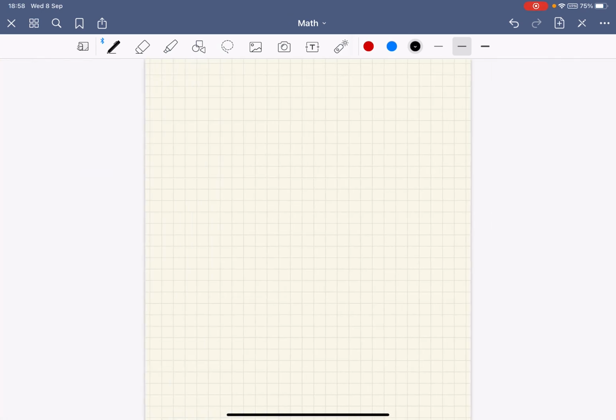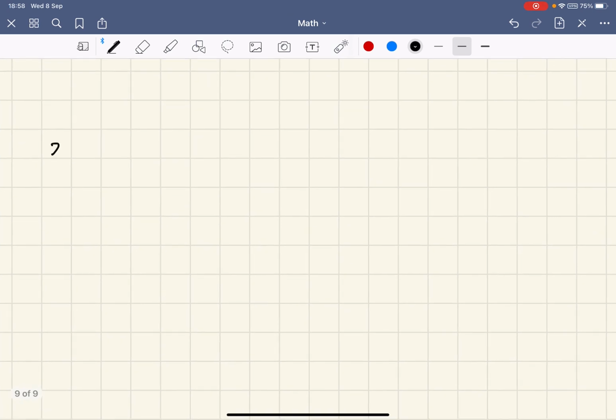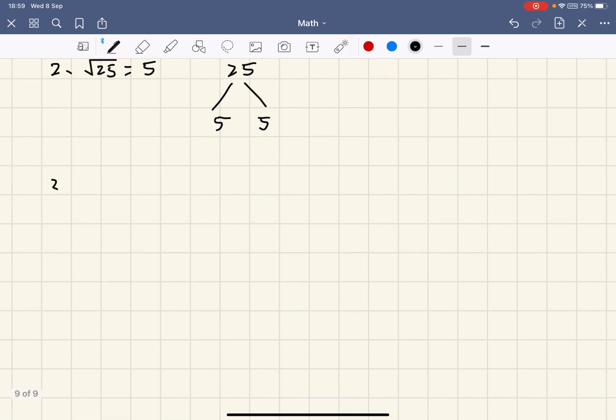And we can do another question. This one is going to be quite easy because you don't have to do many steps of the factor tree. So 25: write that at the top of your tree, acting as the tip of the tree. Break it up into factors. Well, the only factor pair of 25 is 5 and 5, and you can't break it down anymore. So the square root of 25 is just 5.